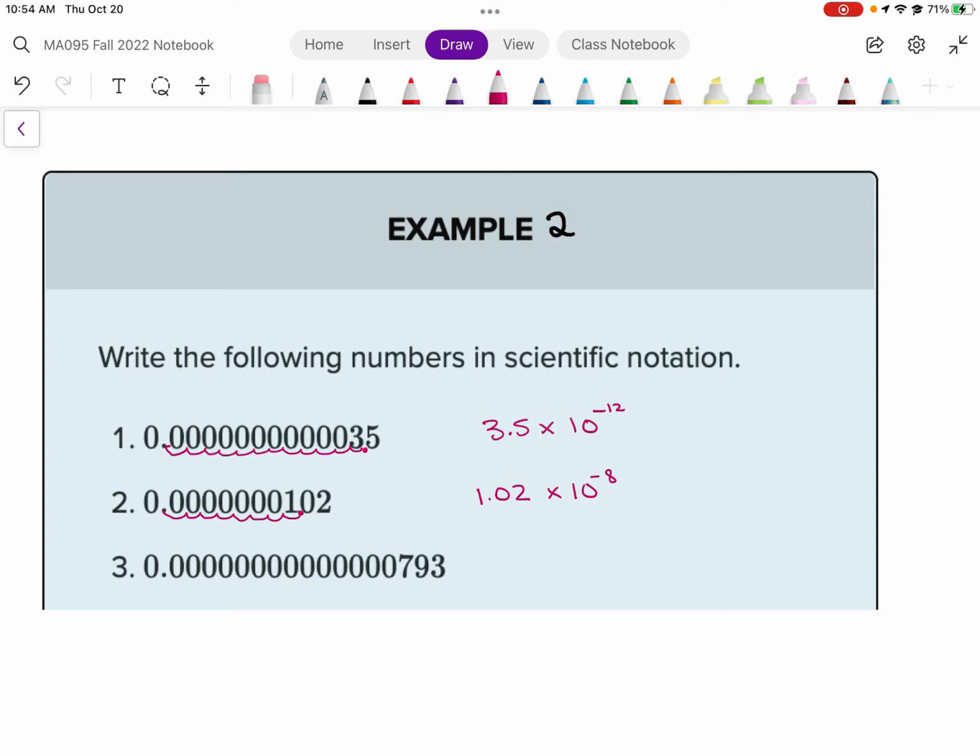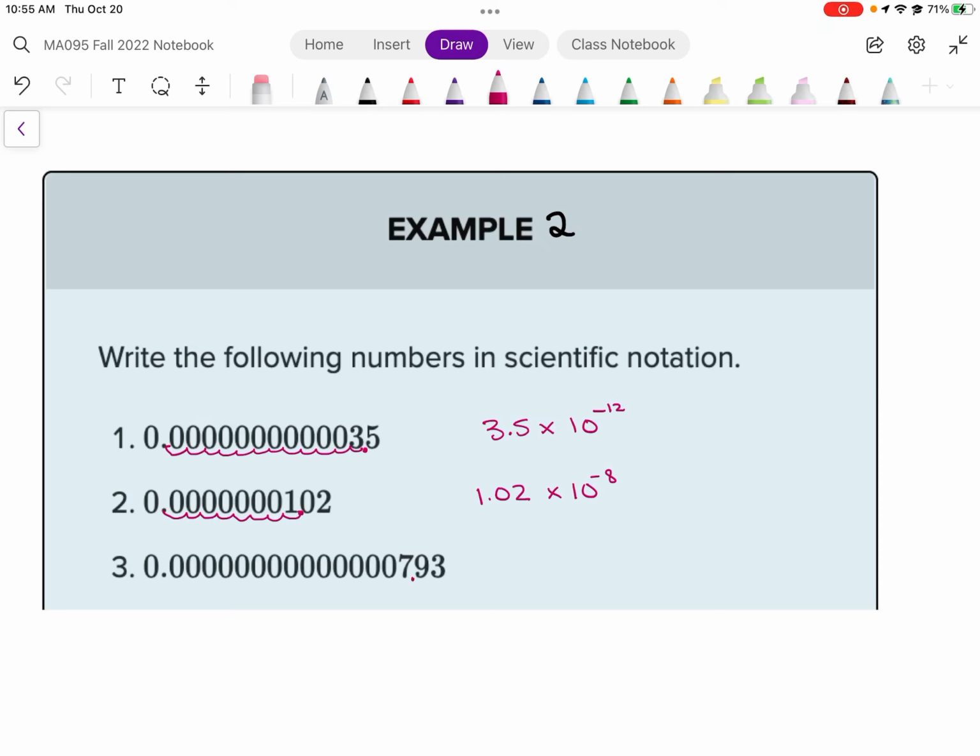Again, a lot of people just memorize the right and left, but I think it's confusing for people. I've seen it really confuse a lot of people because it depends on what you're doing. Are you converting from scientific to decimal or decimal to scientific? And then you have to memorize which is which. So just remember negative number, tiny number.